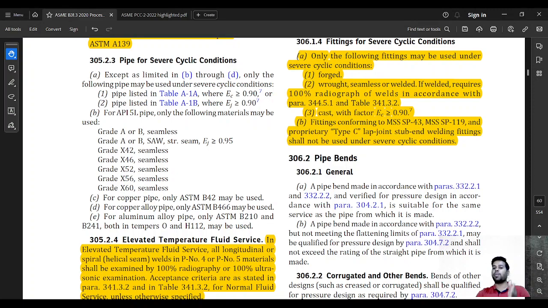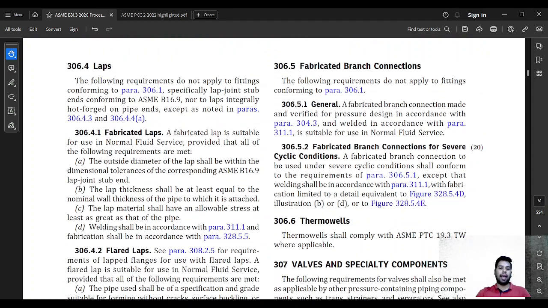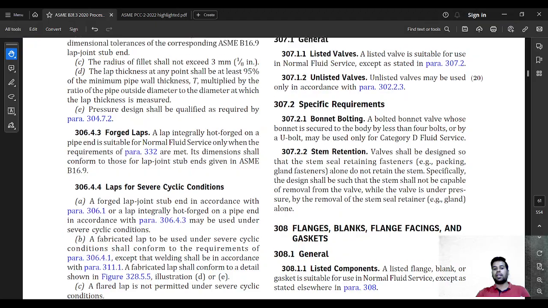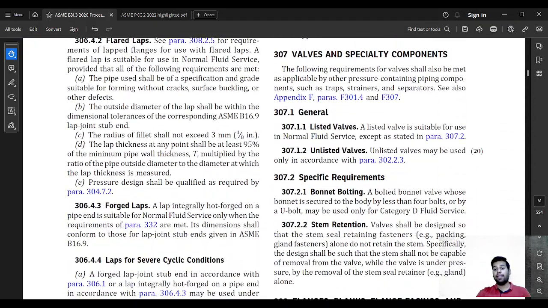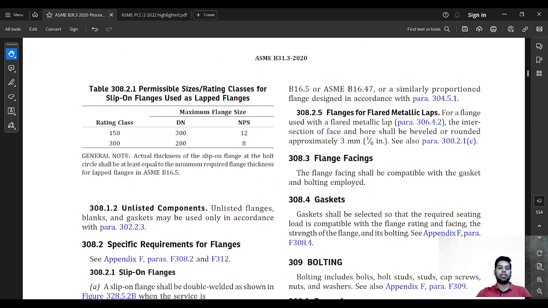Pipe bends, miter bends, laps, forged laps, laps with severe cyclical conditions, valves, flange facings, blanks and gaskets.